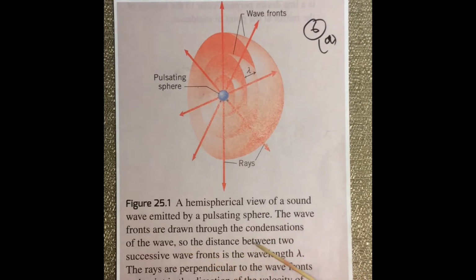If they were wavelength, then again we call them wave front. The distance between two wave fronts is the wavelength lambda. Okay, and the ray is perpendicular to the wave front at the point of the direction of velocity of that wave.